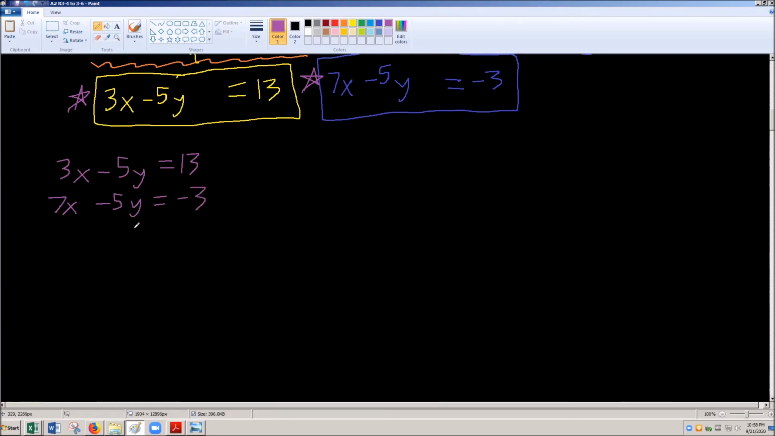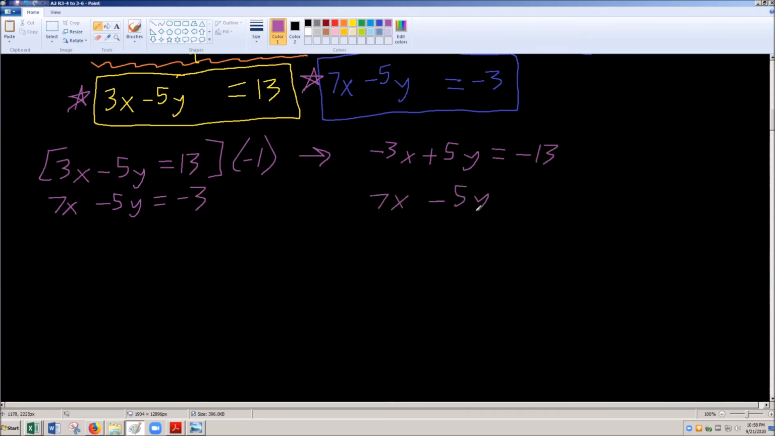I want to change one of these things such that one of my variables cancels off. 7 and 3 is going to be a little bit more work versus -5 and -5. All I have to do is hit one of these with a -1. So I'm going to just take the top one and hit it with a -1. And so now we have -3x plus 5y equals -13. And we have 7x minus 5y equals -3.